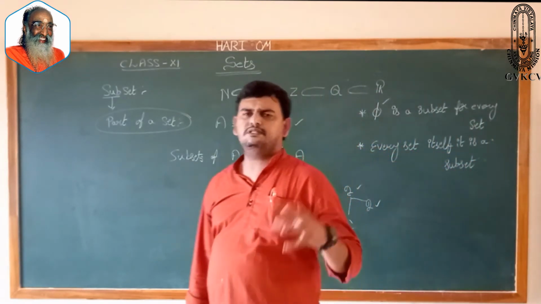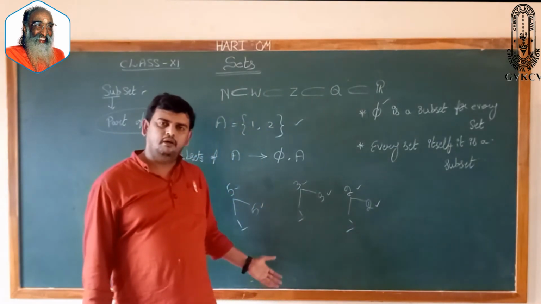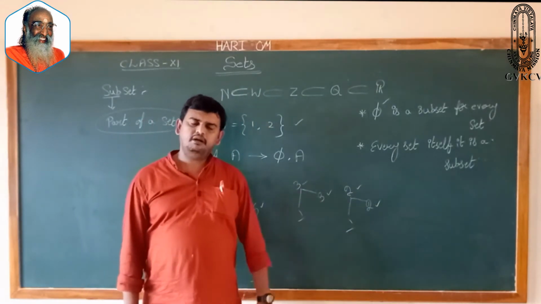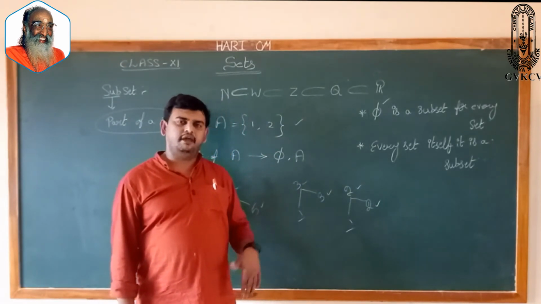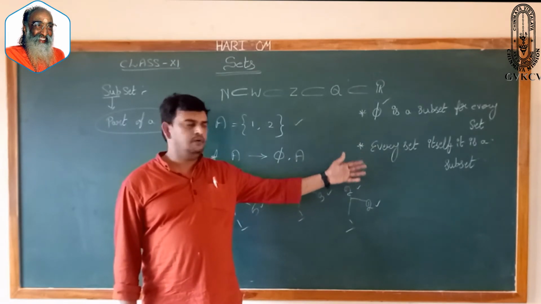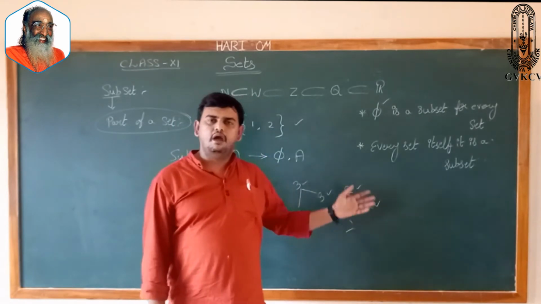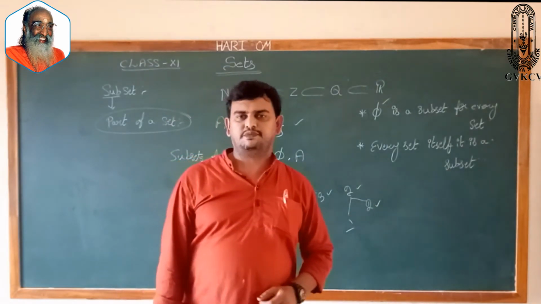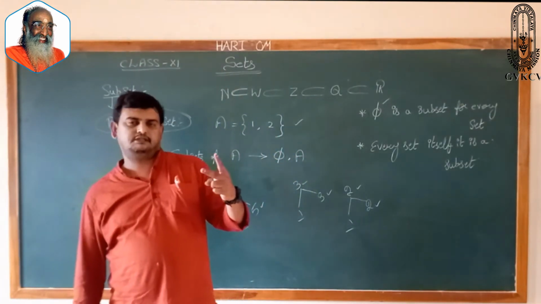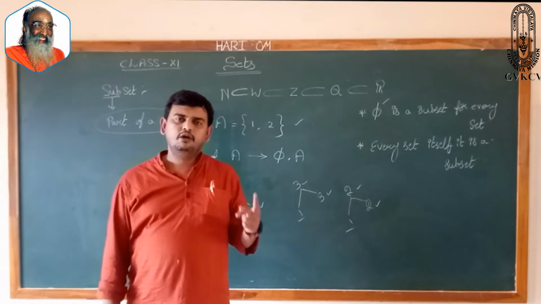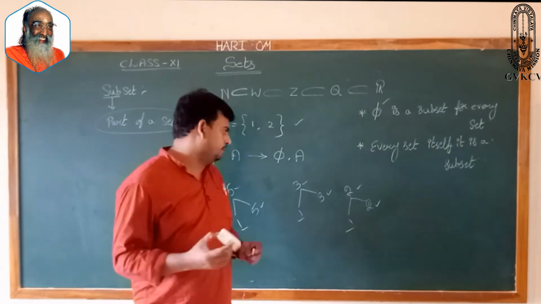Almost every concept is interlinked with our numbers. In numbers, 1 is a factor for every number and every number itself is a factor. In the same way, in set theory, the empty set is a subset for every set, and every set itself is a subset. So for every non-empty set we have a minimum of two subsets.